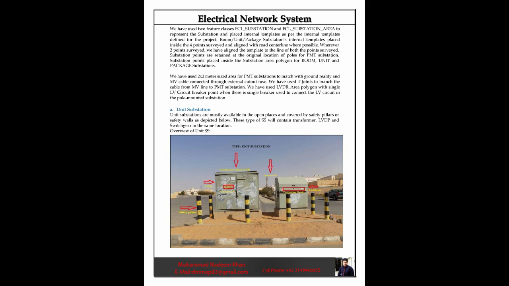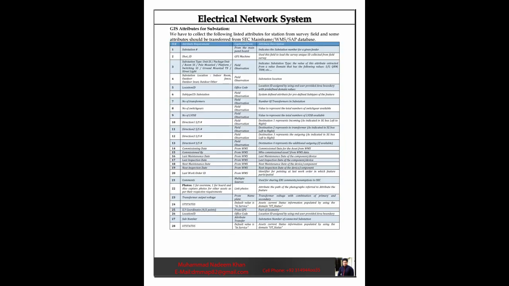A. Unit substation. Unit substations are mostly available in open places and covered by safety pillars or safety walls as depicted below. These types of SS will contain transformer, LVDP and switchgear in the same location. Overview of Unit SS. GIS attributes for substation.